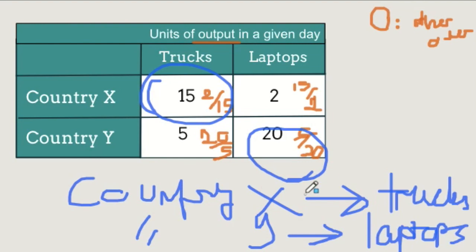Now this means that because country X is going to be making the trucks, they're going to be supplying the trucks to country Y, and country Y is going to be supplying the laptops to country X. That means country X is going to be importing the laptops and exporting the trucks. Country Y is going to be exporting the laptops and importing the trucks.